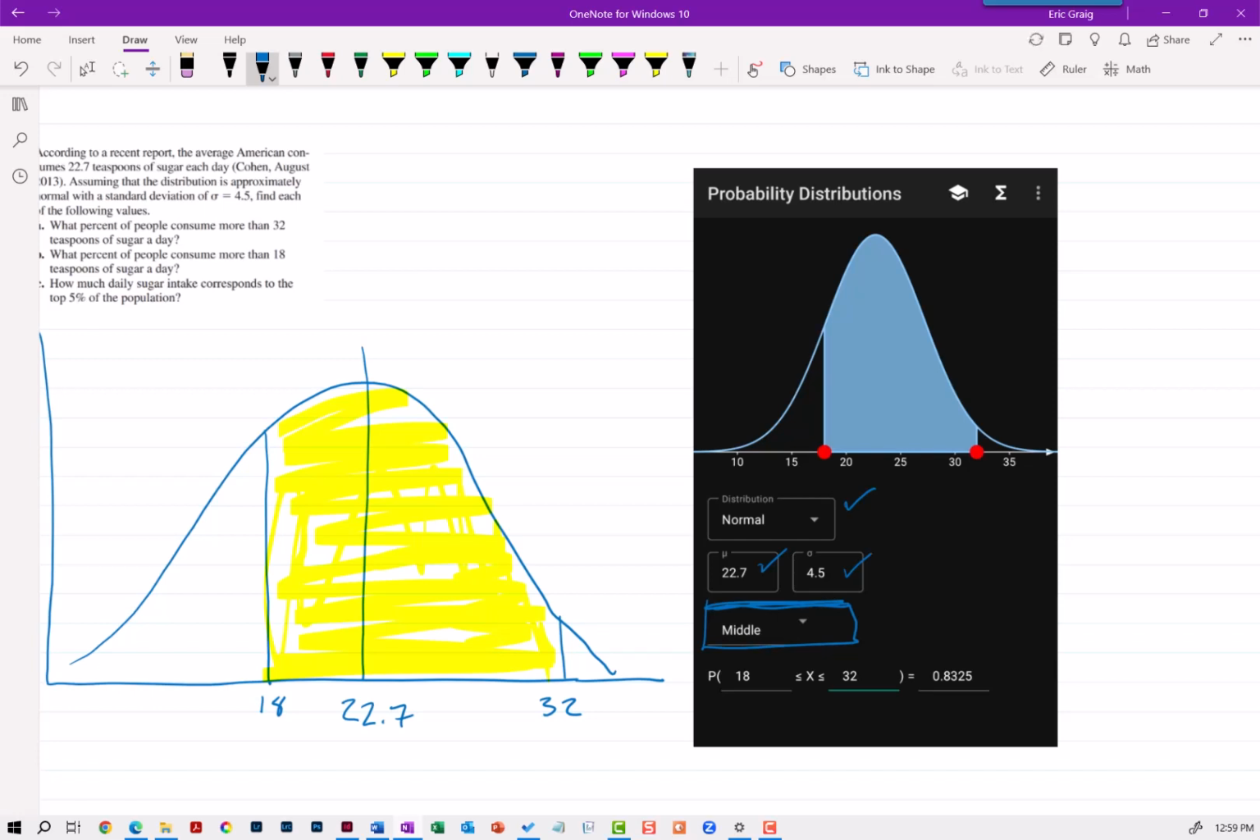Okay, so we've entered 18, and we're going to say that the probability of this event, or the percentage of people, doesn't matter, the same thing for our purposes here. The probability that someone is between 18 and 32 is 83.25%. Okay, and there's just one more version of this. So we'll set that up.